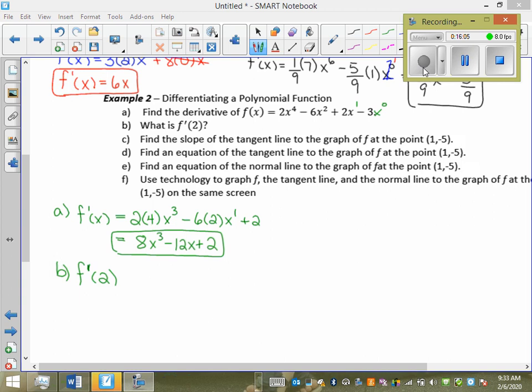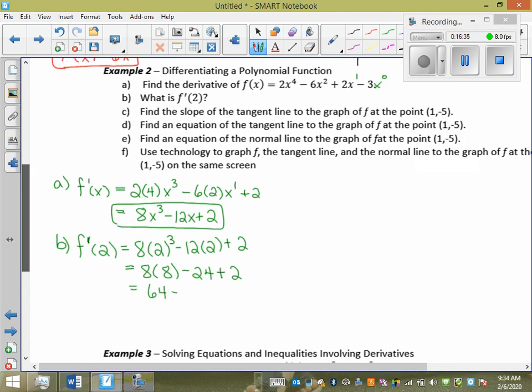Yeah, that's getting you the slope. And then you still have to plug in your original point to get the equation of the line. When you plug in f prime of 2, let's plug it in. So we're going to get 8 times 2 cubed minus 12 times 2 plus 2. So we're going to get 8 times 8 minus 24 plus 2. You should be able to do this without your calculator. If not, that's sad.